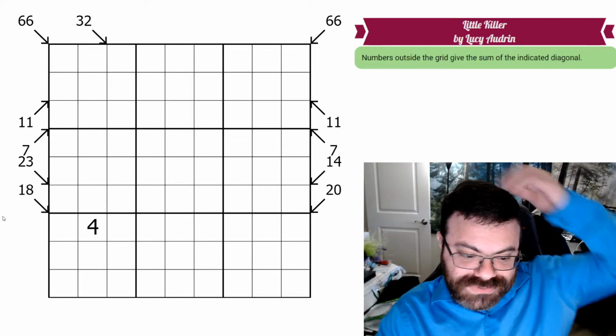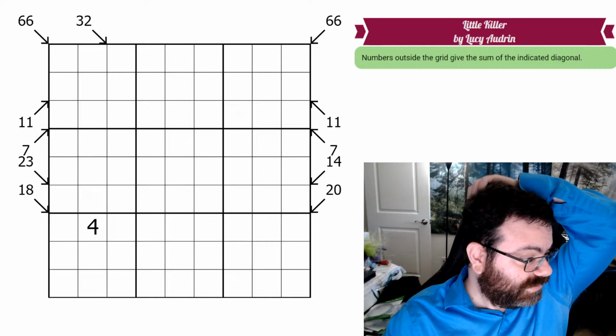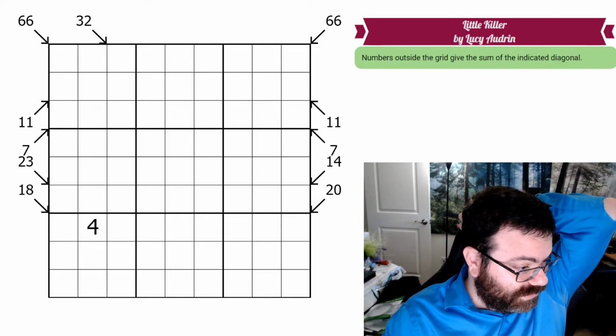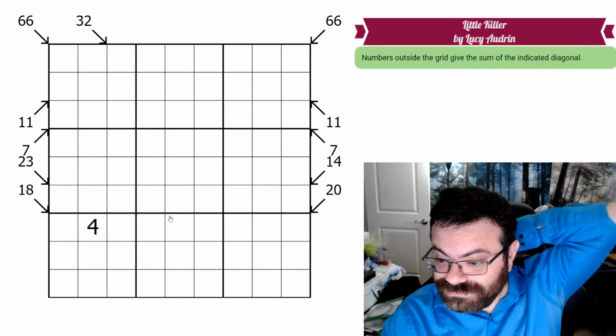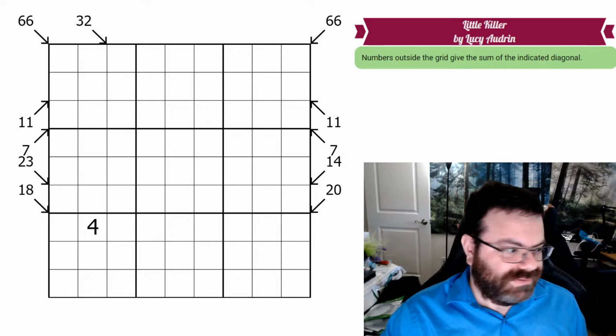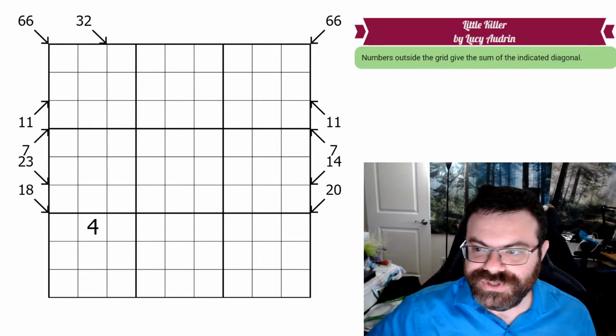This puzzle is absolutely fiendish. Uh-oh. Alright, this is a pure little killer.